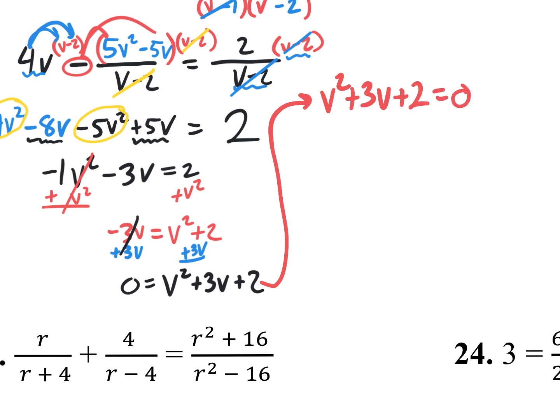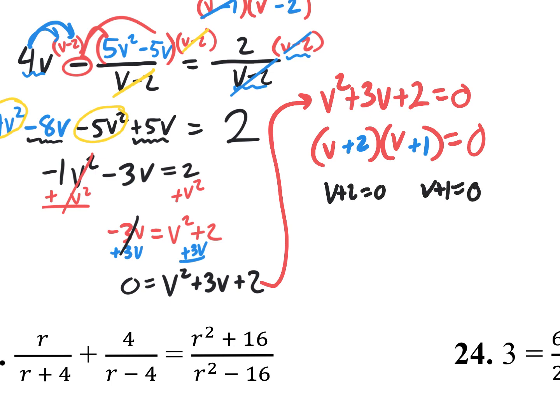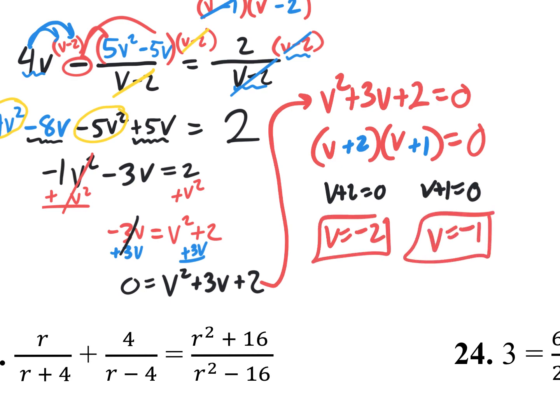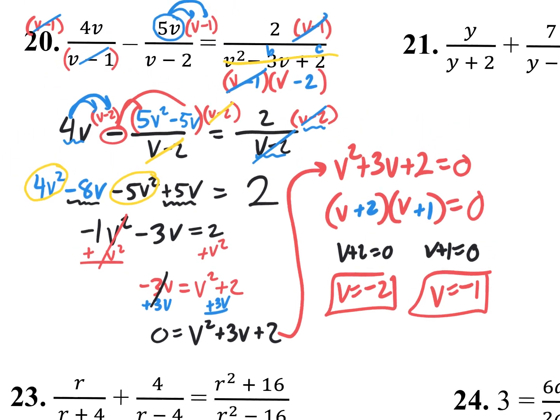I'm going to factor, split, and solve. So put the v there and the v there. What times what is 2 that if you add together is 3? Plus 2 and plus 1, or plus 1 plus 2. All right, so when we split it, v plus 2 equals 0, v plus 1 equals 0. You're going to get two answers. v equals negative 2, and v equals negative 1. So maybe those are our two answers.